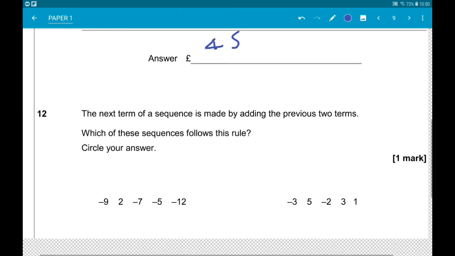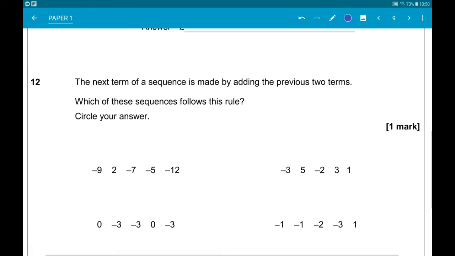Number 12. The next term of a sequence is made by adding the two previous terms. Which of these sequences follows this rule? So, first up, minus 9 add 2 is minus 7. 2 add minus 7 is minus 5. Minus 7 add minus 5 is minus 12. So, it's the first one.